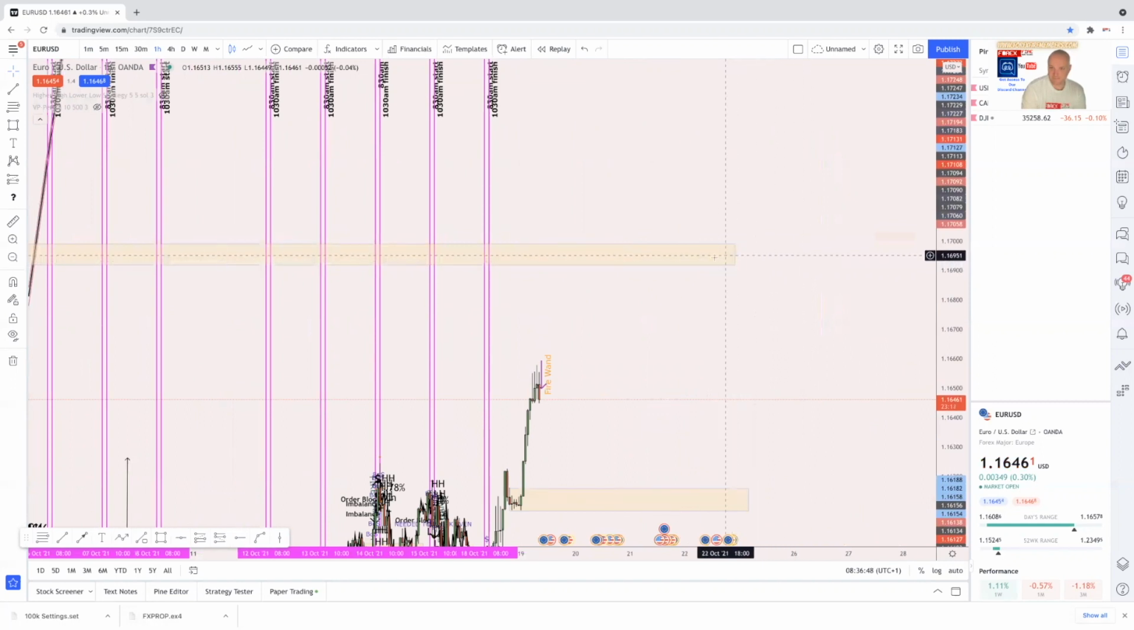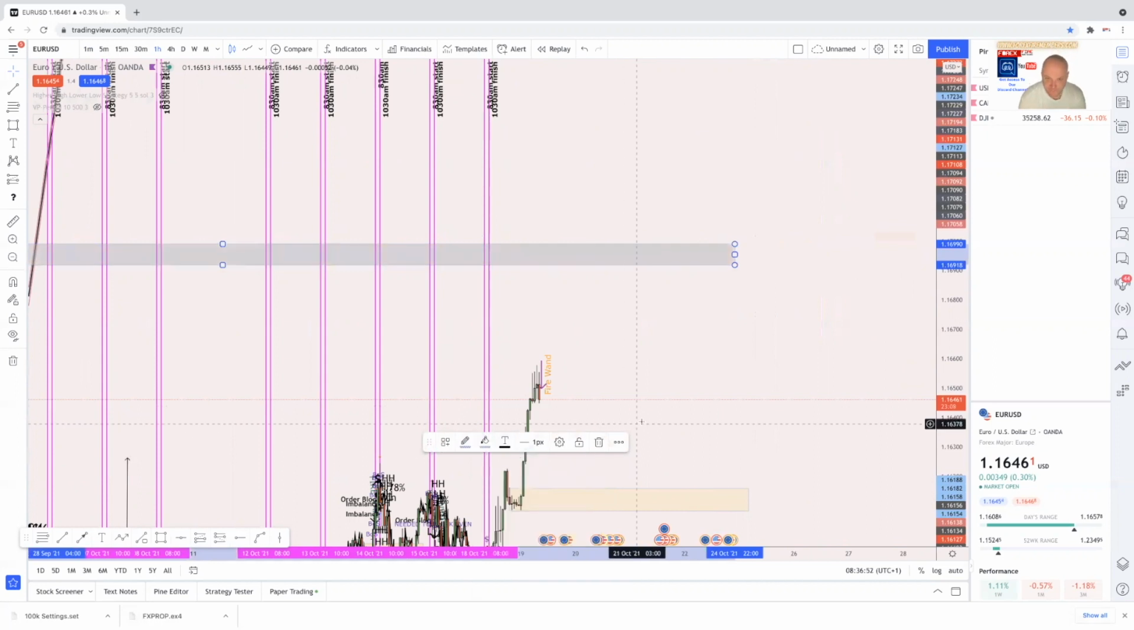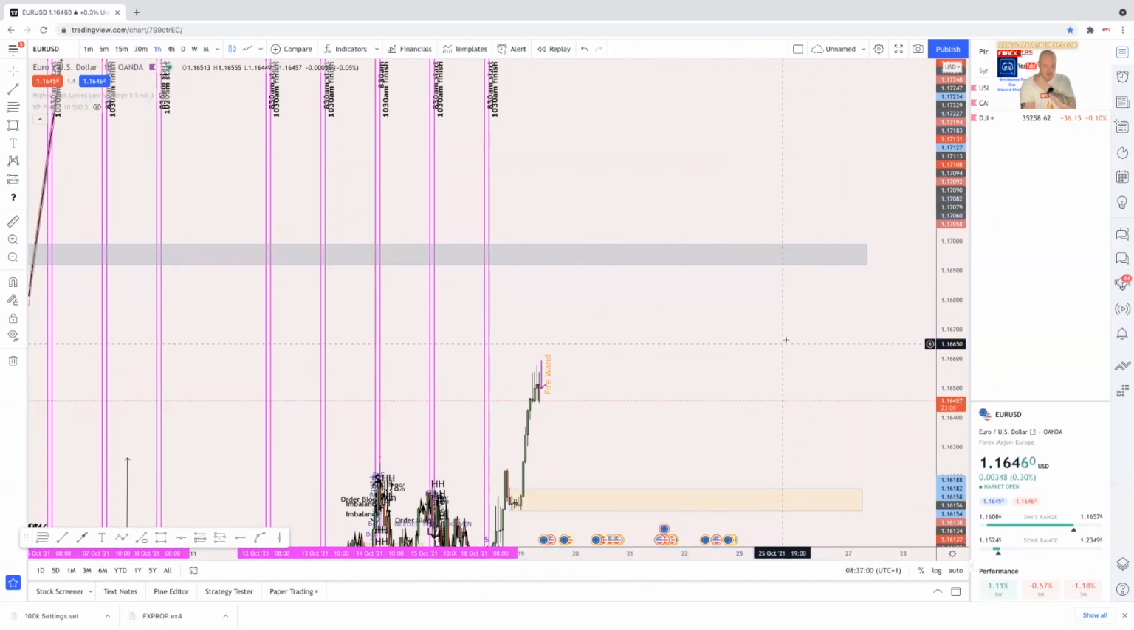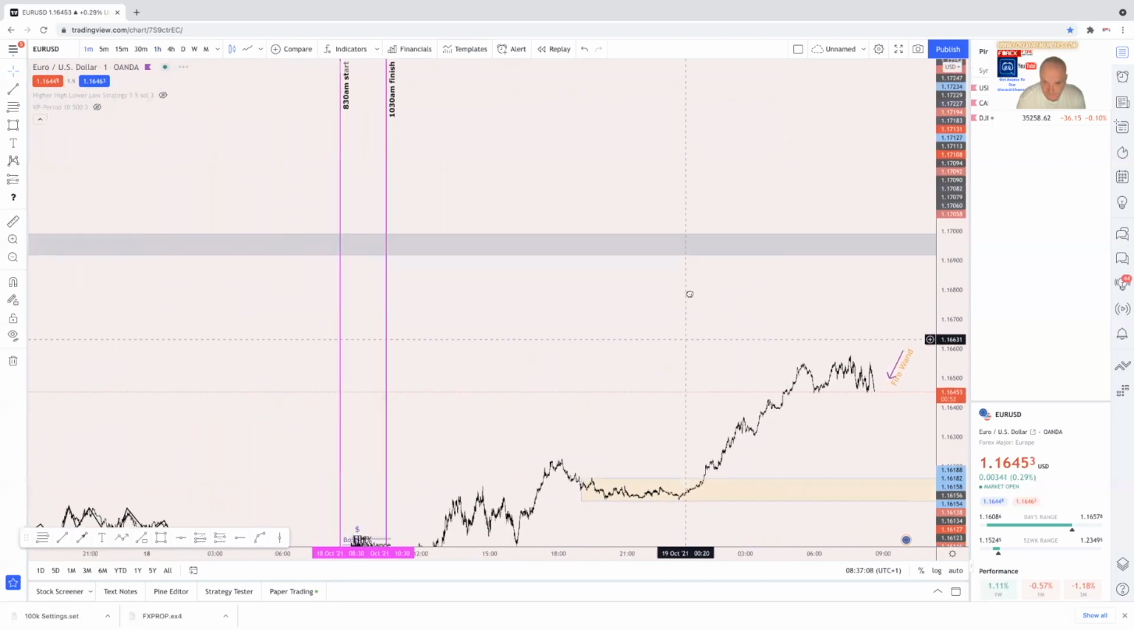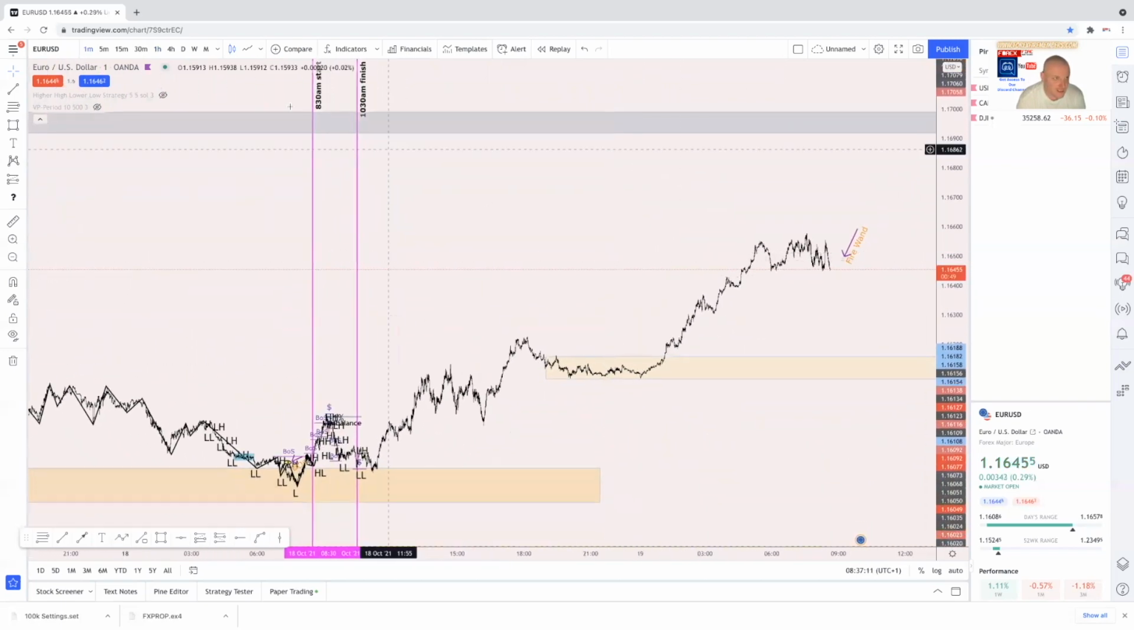So again, demand I normally have as grey. Demand is orange, sorry. Supply is grey on the top. So that's my crossbar and my goal line. Let's go down to the 1 minute again. Let's get the path.